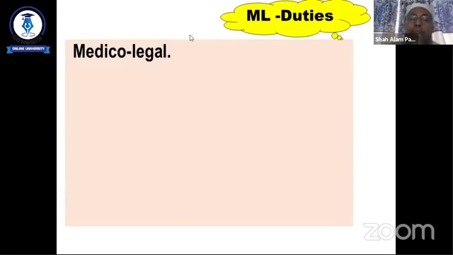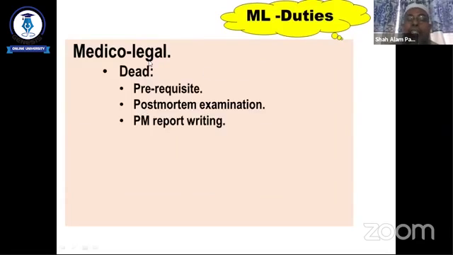Now come to the medico-legal case. In a medico-legal case, in case of death, a prerequisite is a must before examining the case. But in a medical case, a prerequisite is not mandatory. After the prerequisite, then proper postmortem examination, and then postmortem report writing. These are the duties in case of death.